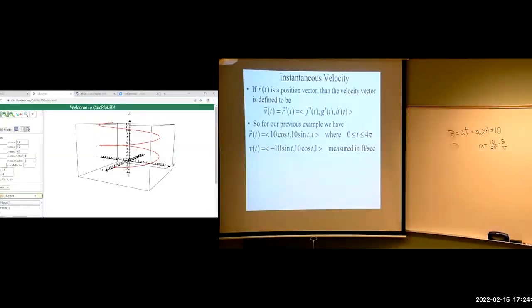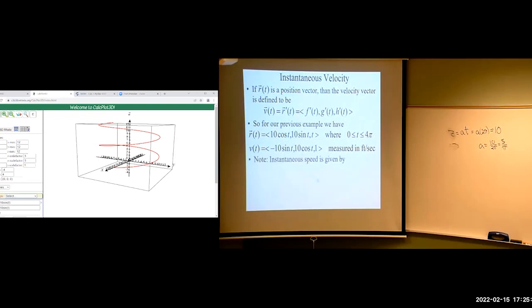So if we had the position function we had before, then our velocity vector would be -10 sine t, 10 cosine t, 1. All right, nothing crazy going on there. That's just taking 3 derivatives.